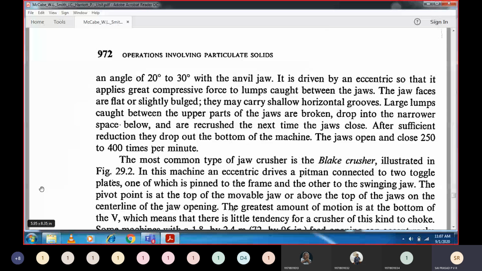The jaw faces are flat or slightly bulged. Why bulging, sir? Because again we want to reduce the area. For example, during the due course of time, because of erosion, the surface area of the jaws may decrease, so we create this kind of small bulge. They may carry shallow horizontal grooves. Where are they? They are on the faces of the jaws.